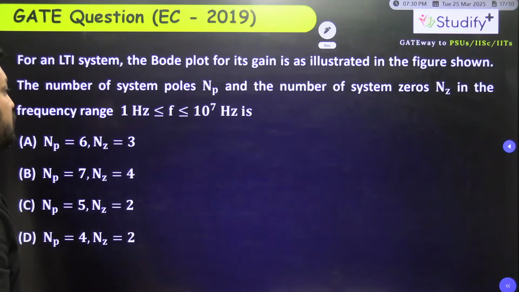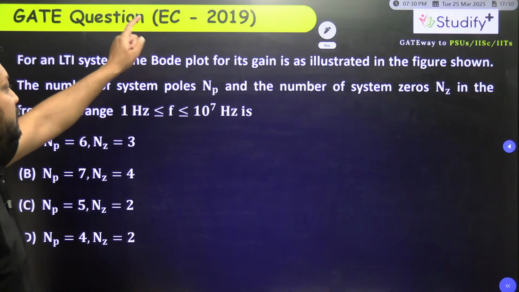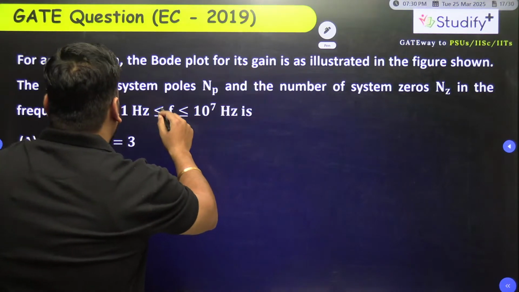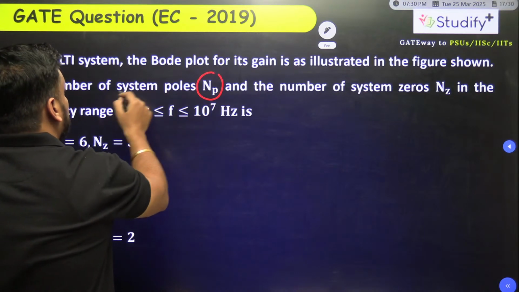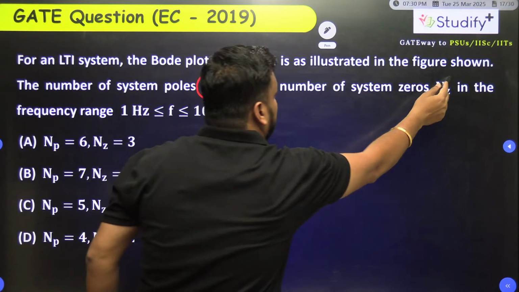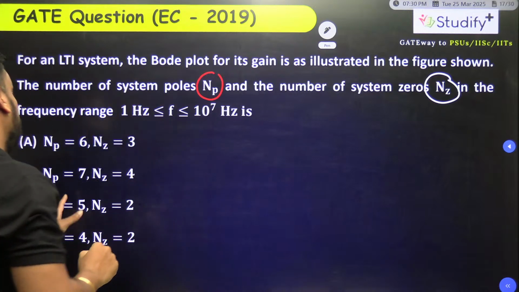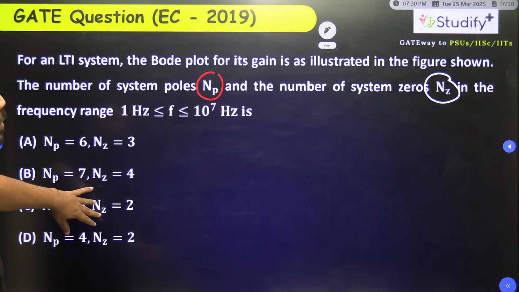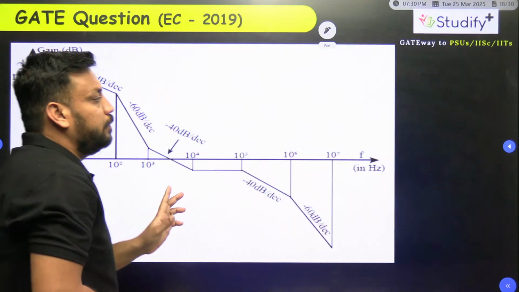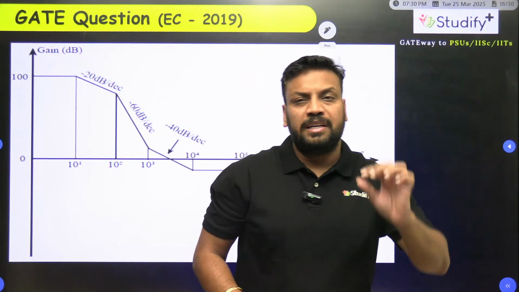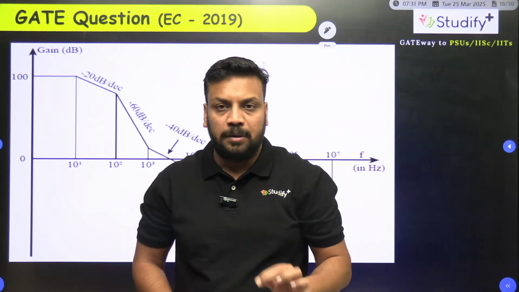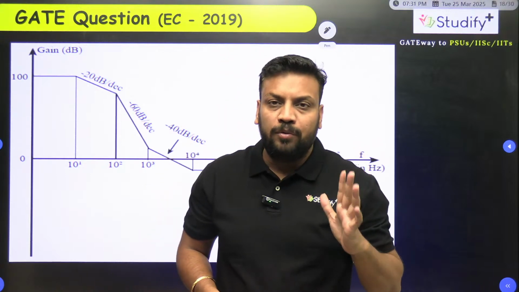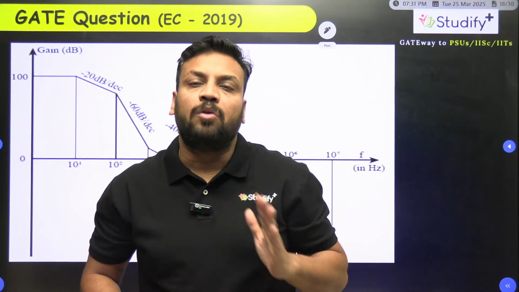Chaliye. Now this is a good question that was asked in EC 2019. The question says that the Bode plot is given and asks for NP, where NP means number of poles and NZ means number of zeros. The diagram is also given to us in the next slide, and you have to just count the number of poles and zeros and tell. No need to find the transfer function here, just count the number of poles and zeros. Just use the concept of slope contribution at each and every corner frequency.